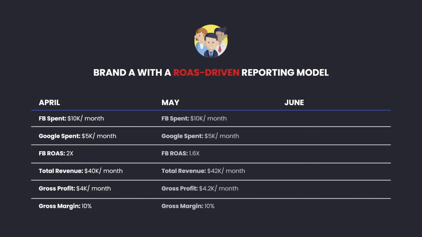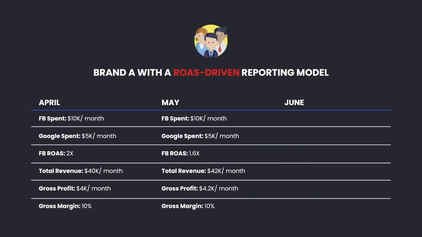In May, they have the same marketing expenses of $10,000 per month for Facebook and $5,000 for Google. However, their Facebook ROAS declined from 2 to 1.6. However, the total revenue increased by $2,000, from $40,000 in April to $42,000 in May. Because all their operating expenses stayed the same, they were actually able to increase their gross profit to $4,200 as well, a 5% increase in profit. Therefore, they accept the hit in ROAS and don't go into panic mode.